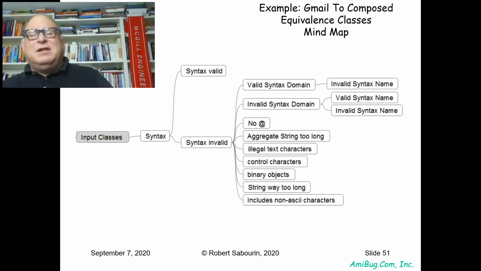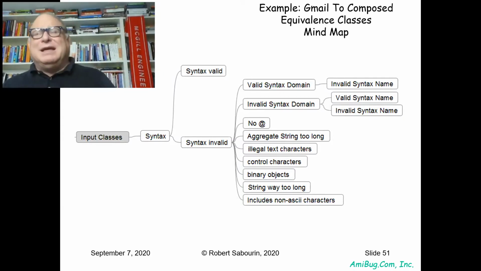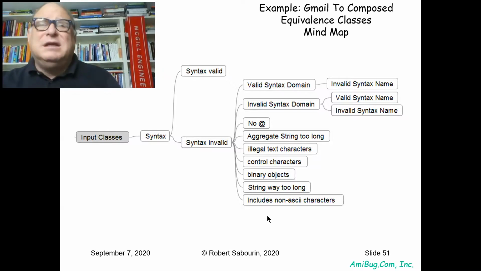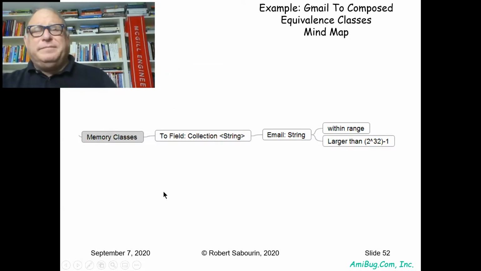There are binary objects that are not allowed in email addresses. The string is way too long. Maybe it includes non-ASCII characters, which might be similar to control characters. And you can make this list longer if you want to break it down. Certainly, people who study security would tell me that we should also be looking for things like SQL or HTML hacks in email addresses. Okay, so that's input methods, how the data got there.